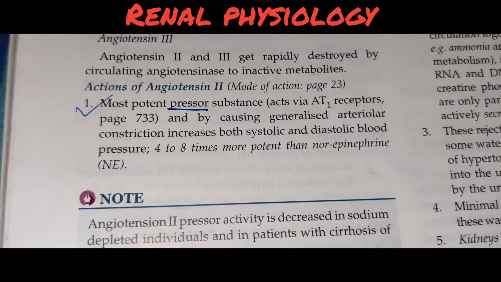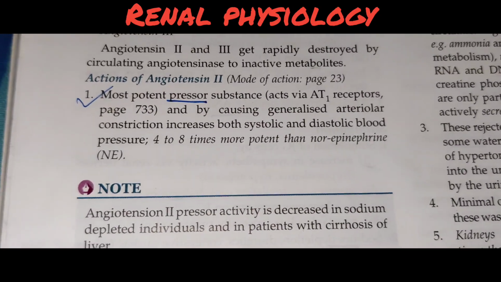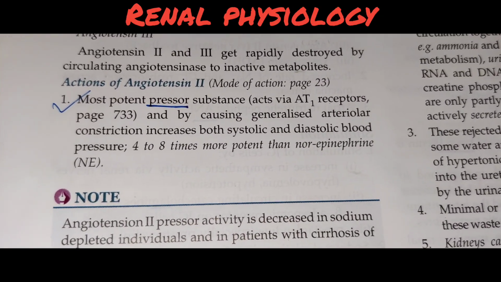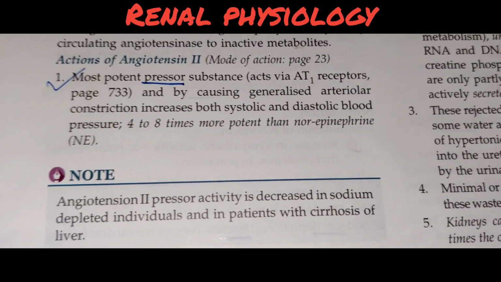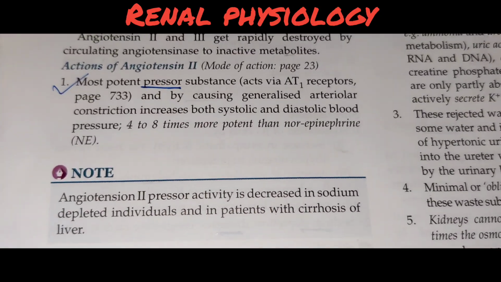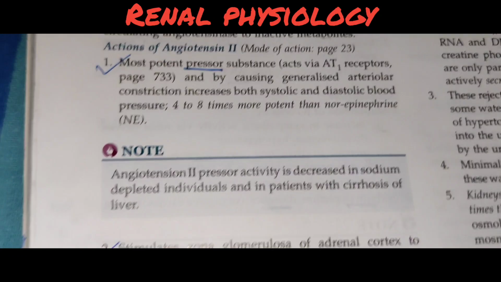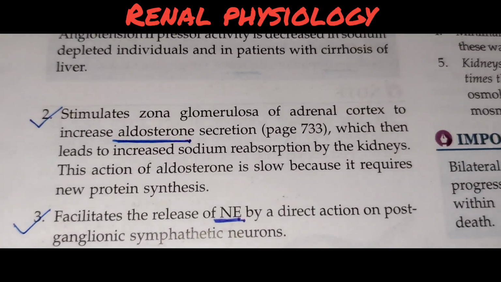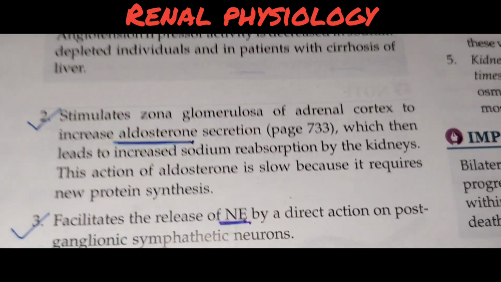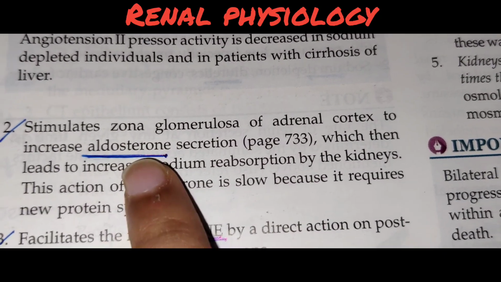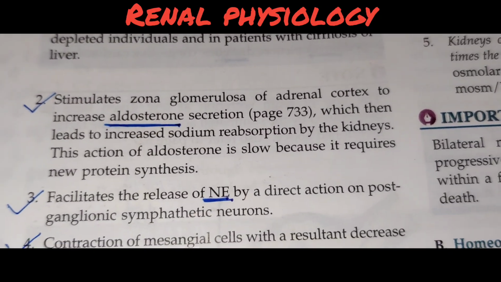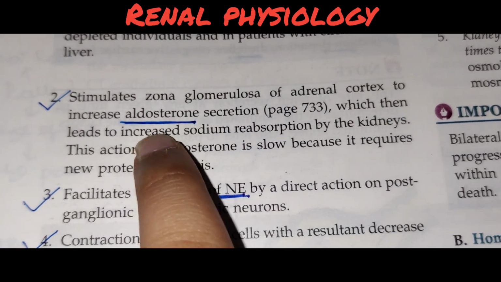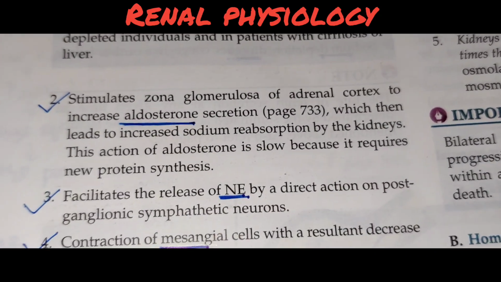Now let's see the actions of angiotensin 2. It is the most potent pressor, and it causes generalized arteriolar constriction, so it increases both systolic and diastolic blood pressure. Okay, then it will stimulate the zona glomerulosa to increase aldosterone. That's why the system is called the renin-aldosterone system. And this aldosterone, the function is to increase sodium reabsorption.